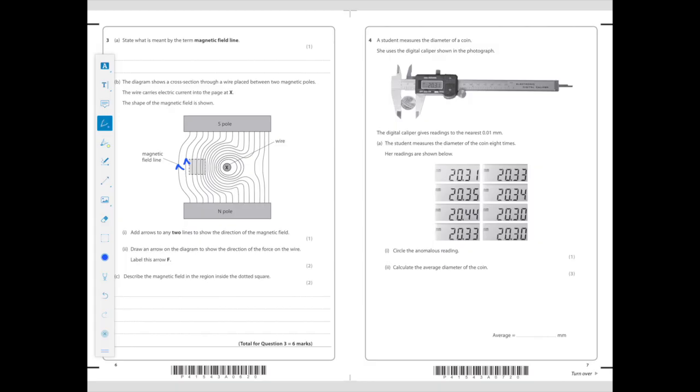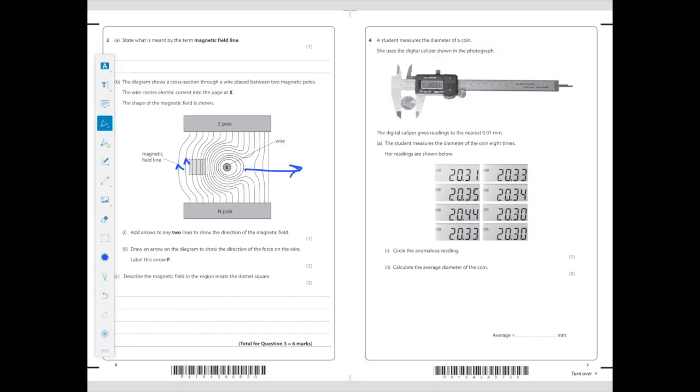So make sure you're holding your left hand up here. Make sure that your second finger is pointing downwards at X. Then line it up so that your first finger is pointing north to south. And then when you've done this, you'll see that your thumb is pointing to the right. And remember, that shows the force, which is why it's in this direction.